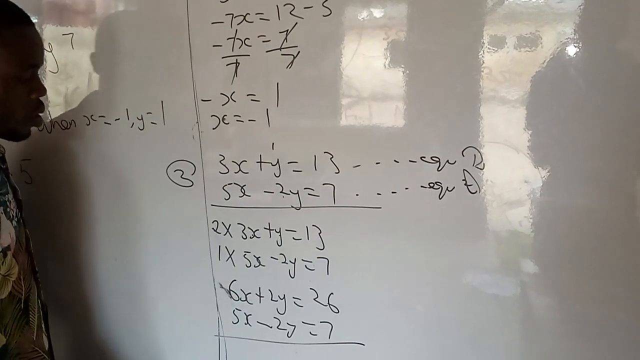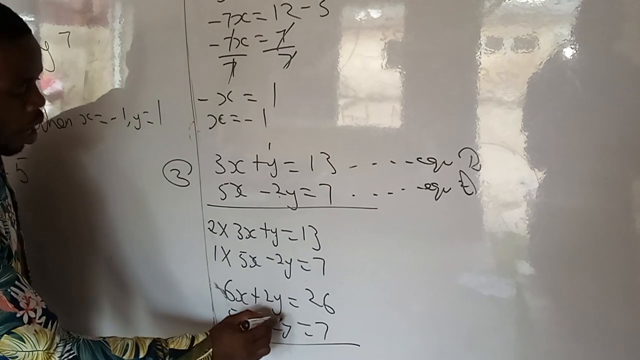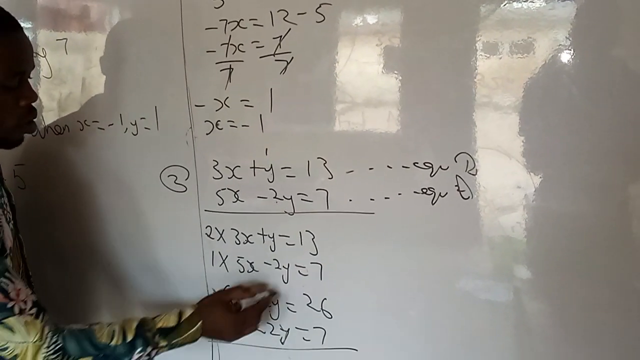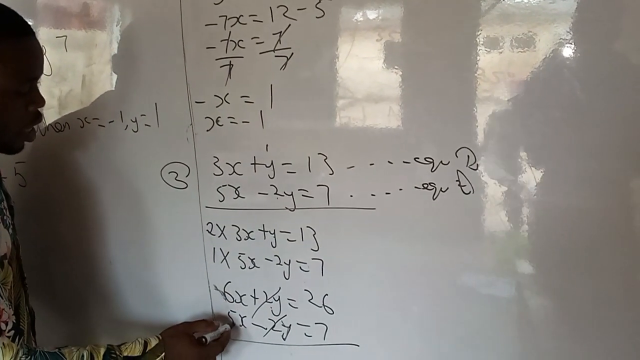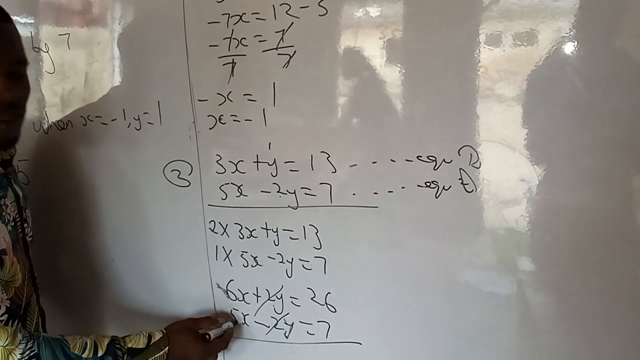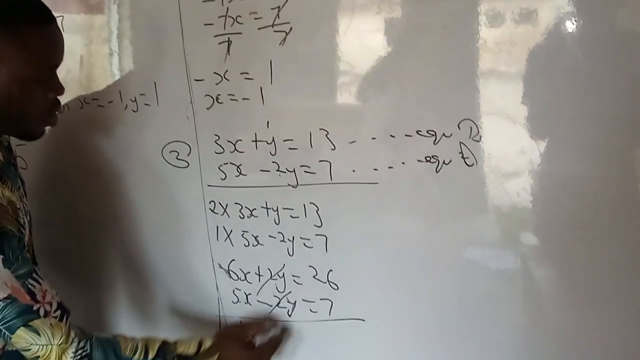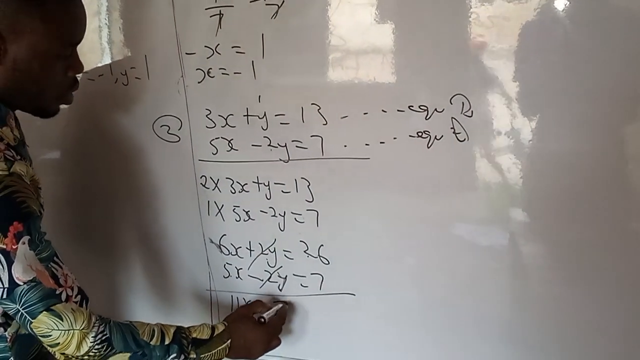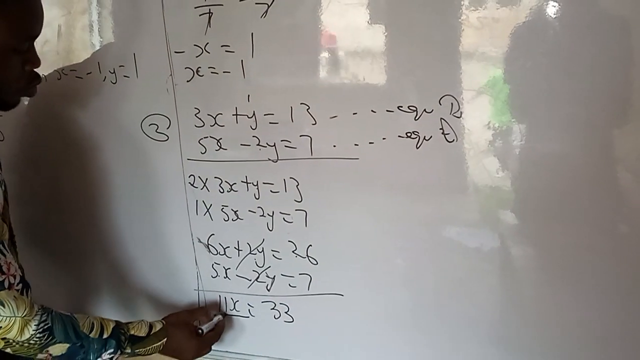So you cross this. Now you can see that we have the same number and the same variable, so this will cancel this. 6x plus 5x will give you 11x. 26 plus 7 will give you 33. So we are going to divide both sides by 11.